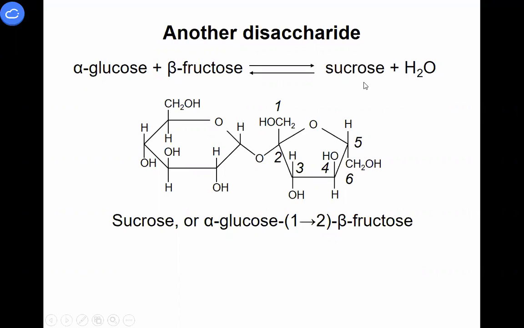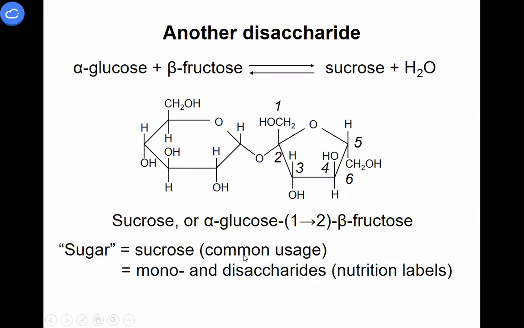Okay, so that's sucrose. Now this is what normally would be called sugar. If you go in a restaurant, or you're making a recipe and it asks for sugar, they're asking you to put this in there. So sugar in common usage is actually sucrose, but when you see sugars on nutrition labels, they generally refer to mono and disaccharides. So on a nutrition label it says sugars or sugar. They're talking about glucose, fructose, lactose, sucrose, mannose, these mono and disaccharides. So just so you're aware, that's the meaning. Anything larger than that is not called a sugar on nutrition labels.